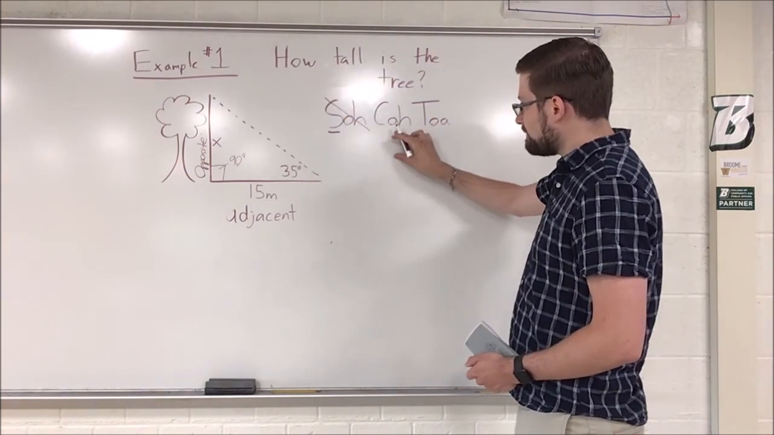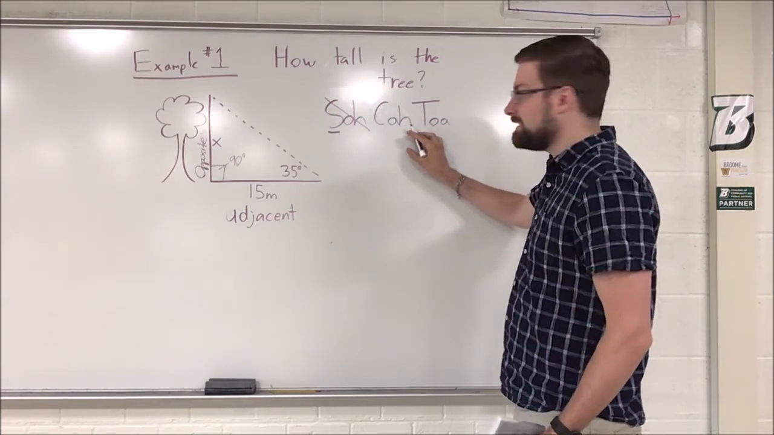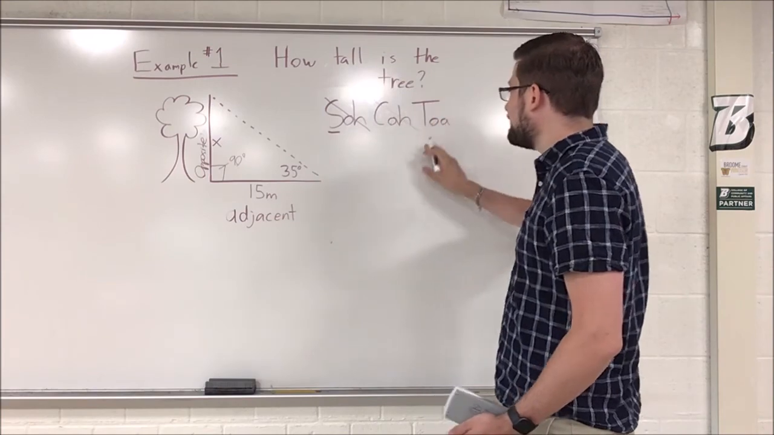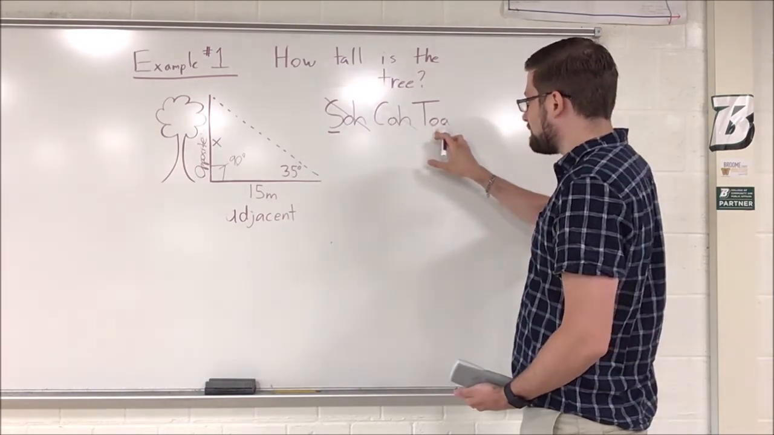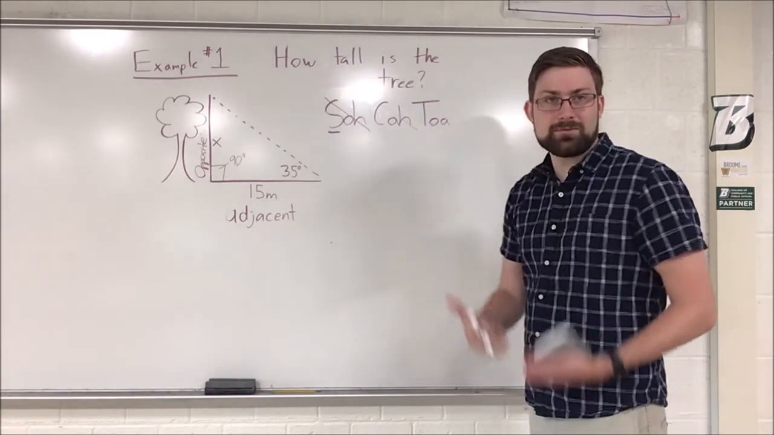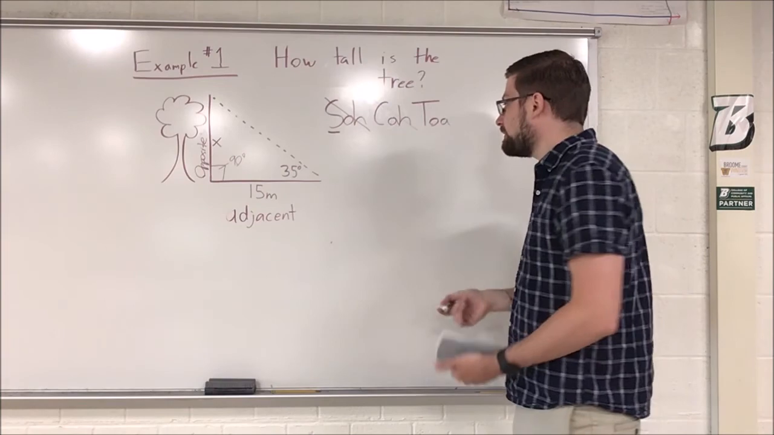Cosine, again, we have the adjacent side, which is good, but the hypotenuse is not something we're interested in, so cosine is not going to work. That only leaves tangent. Tangent connects the opposite and the adjacent side, which are the two sides we either have or care about. So we're going to use tangent.